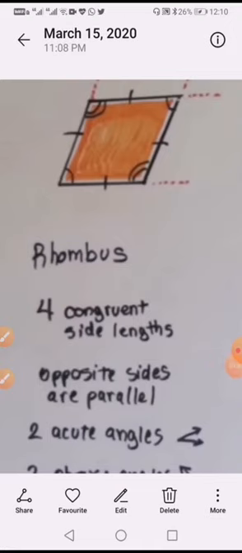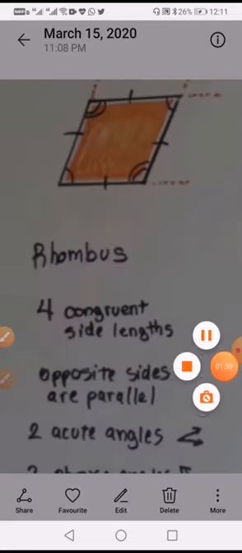Rhombus: 4 congruent side lengths. It means 4 equal sides. It has 2 pairs of parallel sides; the opposite sides are parallel. It also has 2 acute angles and 2 obtuse angles.